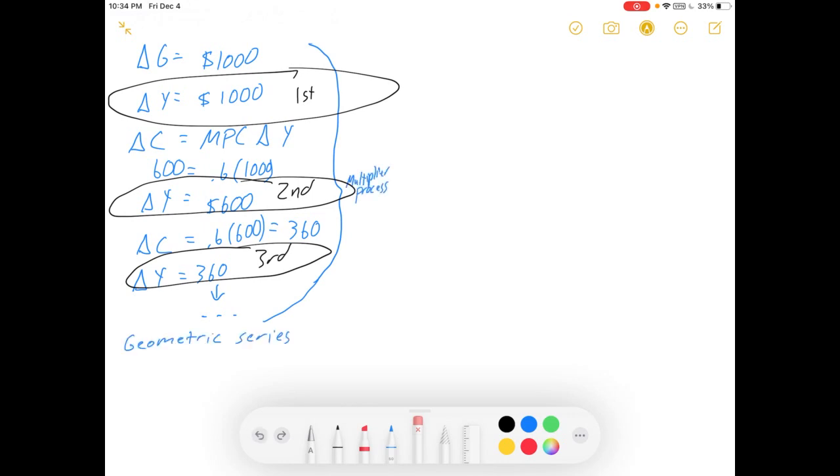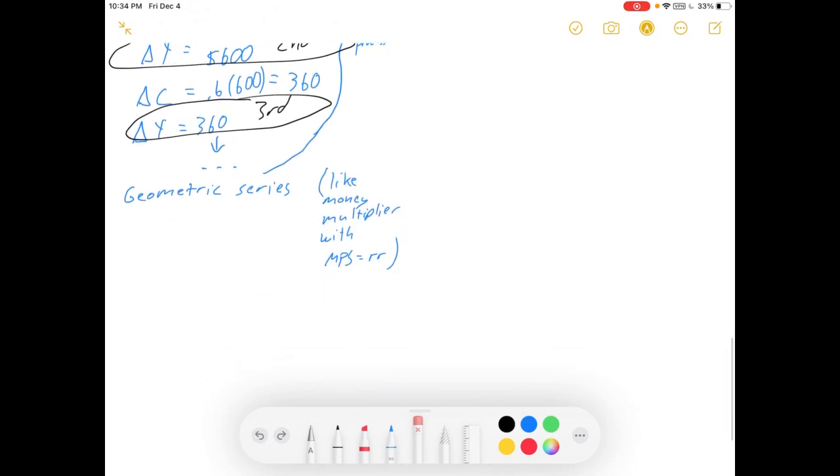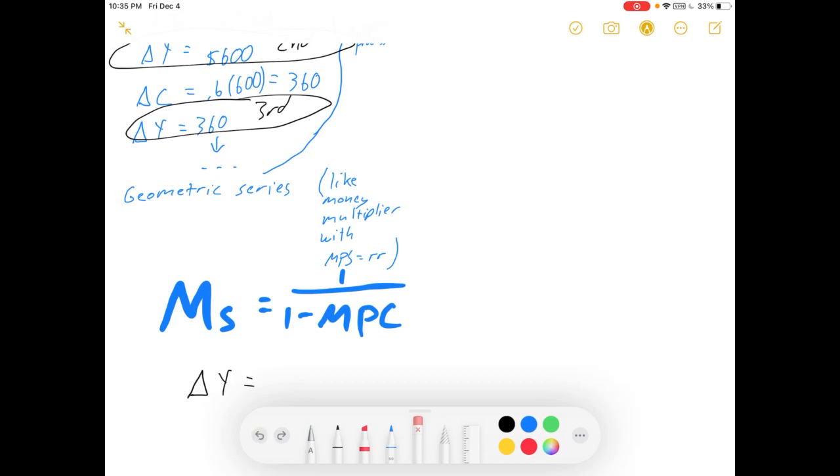Now, side note, we can calculate this if it went on forever without leakages as a geometric series. It's a lot like what we did with our money multiplier, only the MPS is equivalent to the RR in that. So our spending multiplier is 1 over 1 minus the MPC, which, remember, is like saying 1 over MPS, which would be equivalent to 1 over RR in the money multiplier if you made that connection, but whatever.